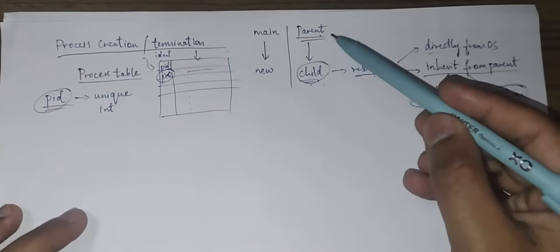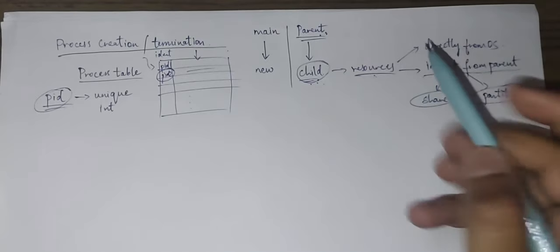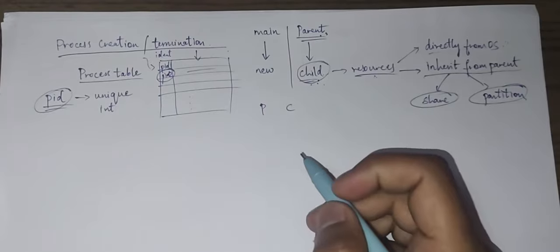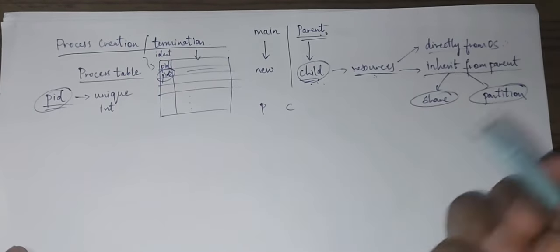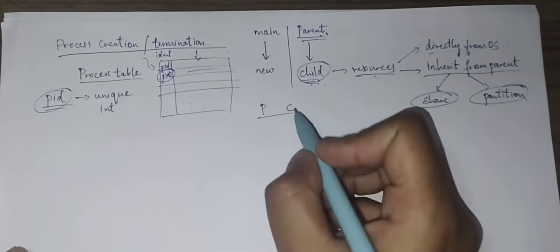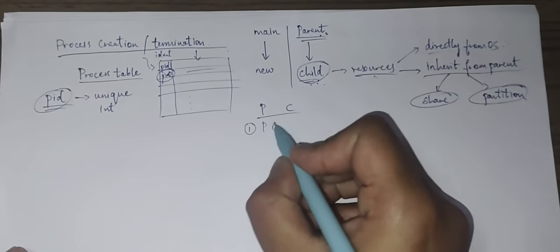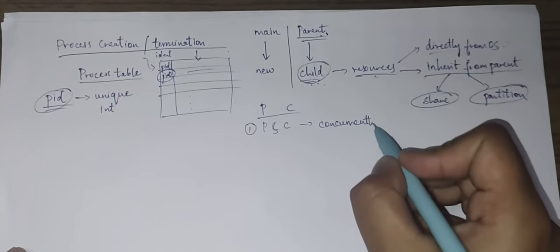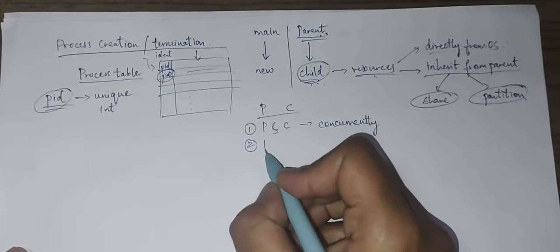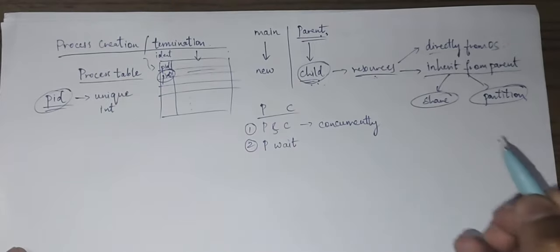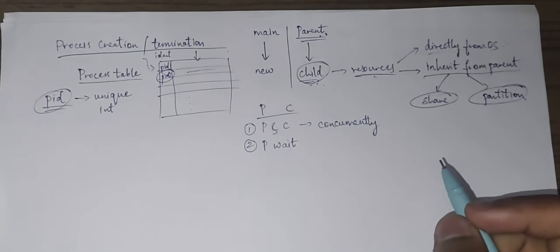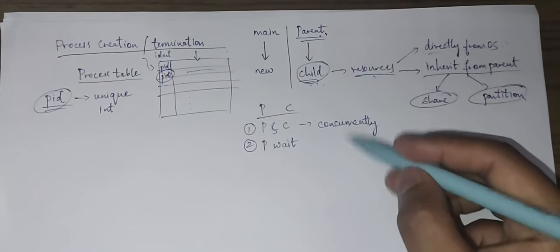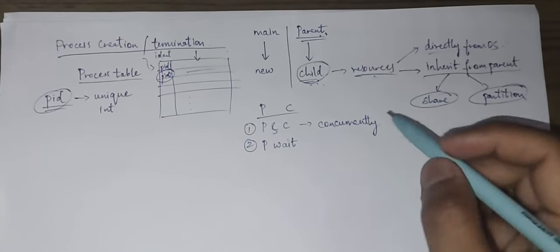Now let's say a parent created a child, so both the processes are there, so we have the parent and the child. Now there are again two possibilities of execution. So there are two basic possibilities. One, both parent and child will run concurrently. This is one possibility. Or the second possibility is that the parent will wait till the child executes. So both of these are possible. We'll dig deeper into this in a while.